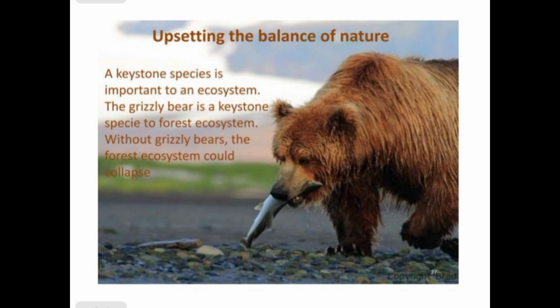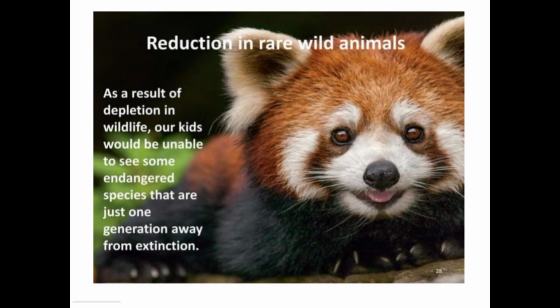A keystone species is important to an ecosystem. The grizzly bear is the keystone species of the forest ecosystem. Without the grizzly bear, the forest ecosystem could collapse. Reduction in rare wildlife animals. As a result of wildlife depletion, our kids would not be able to see some endangered species that are just one generation away from extinction.